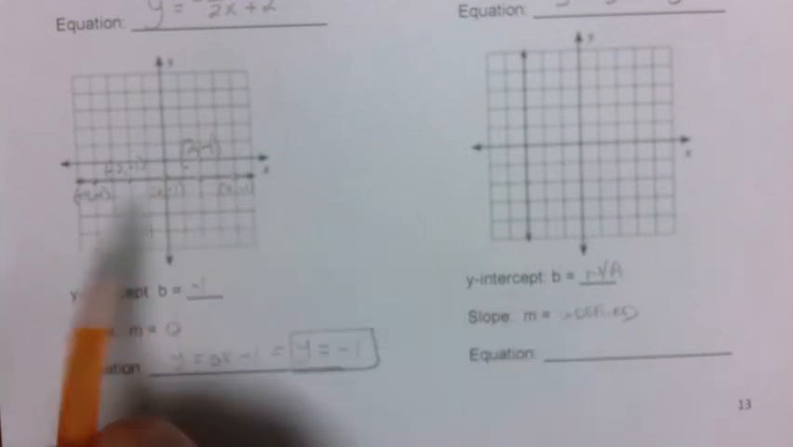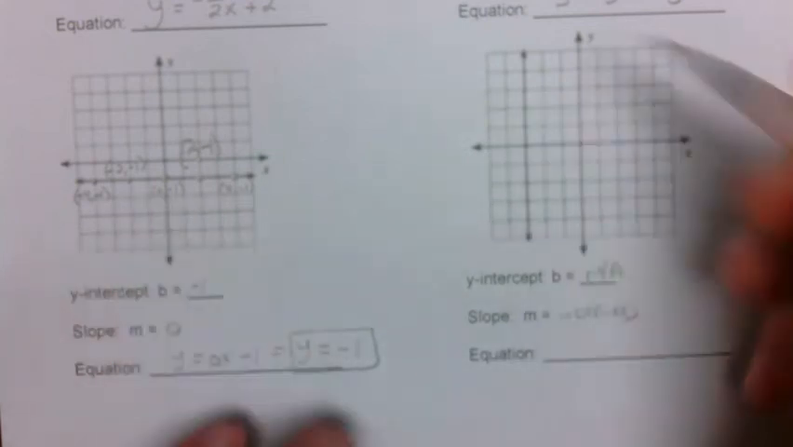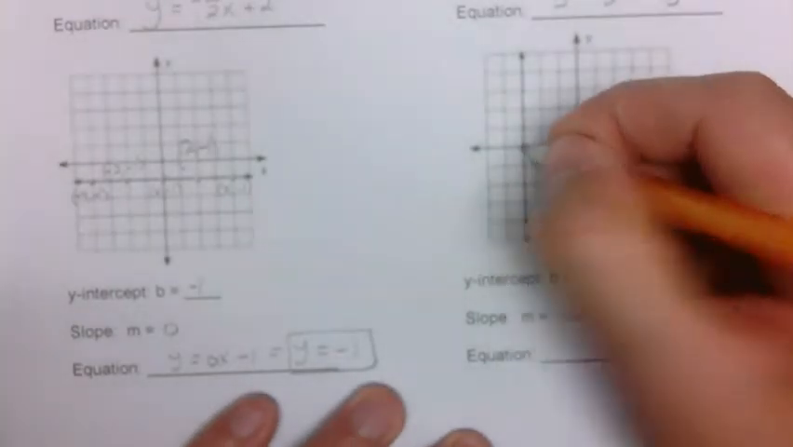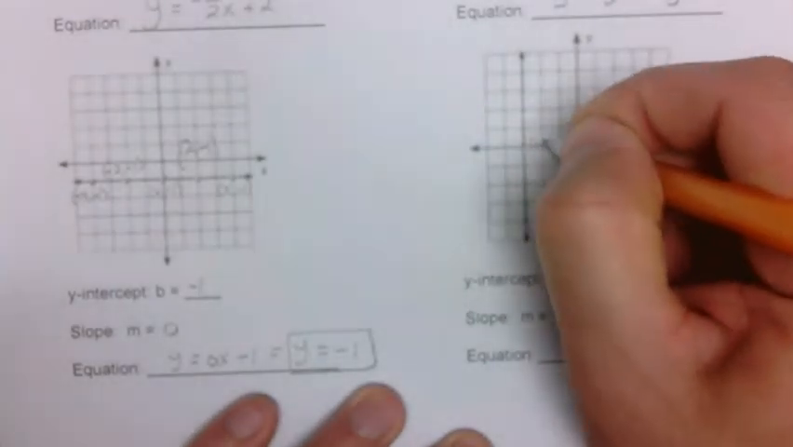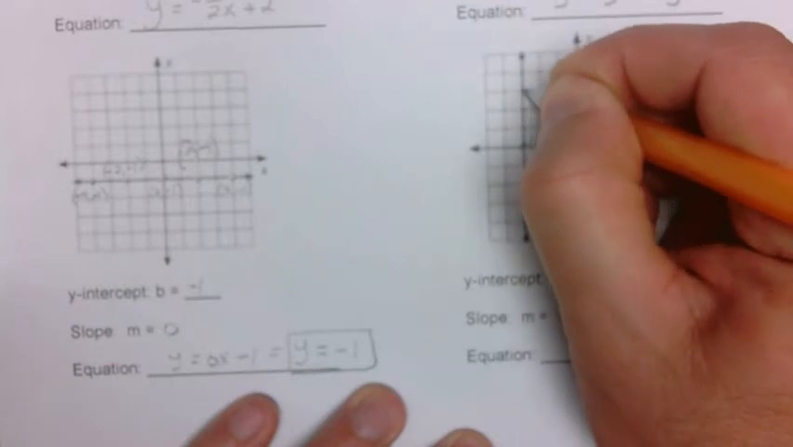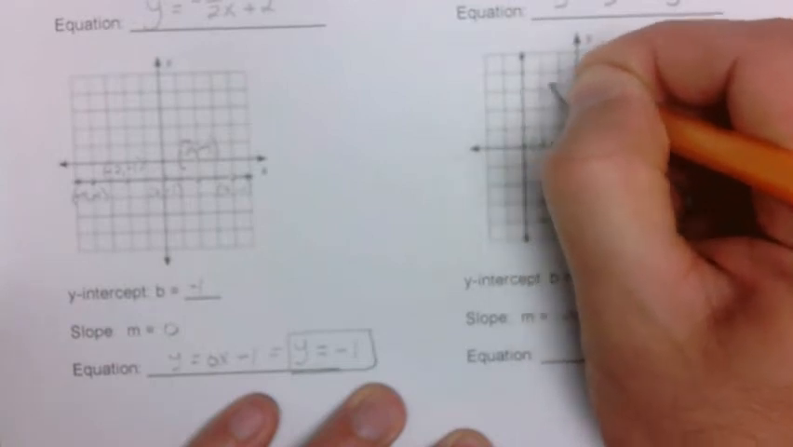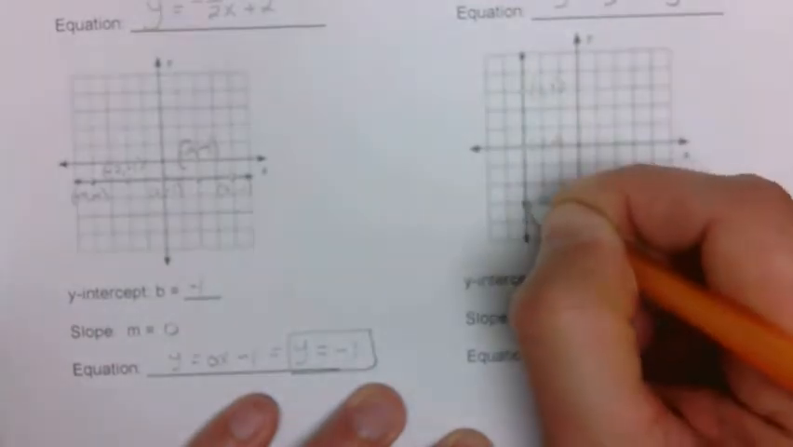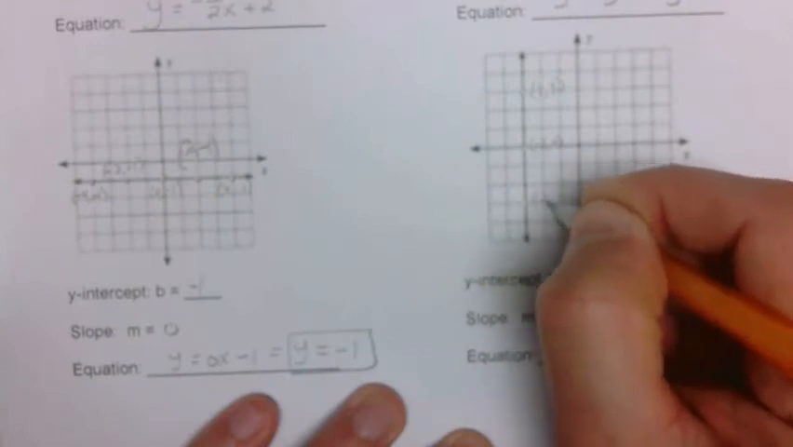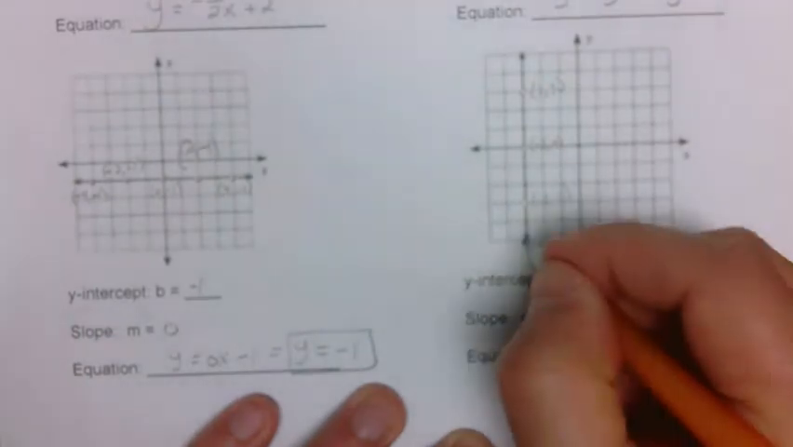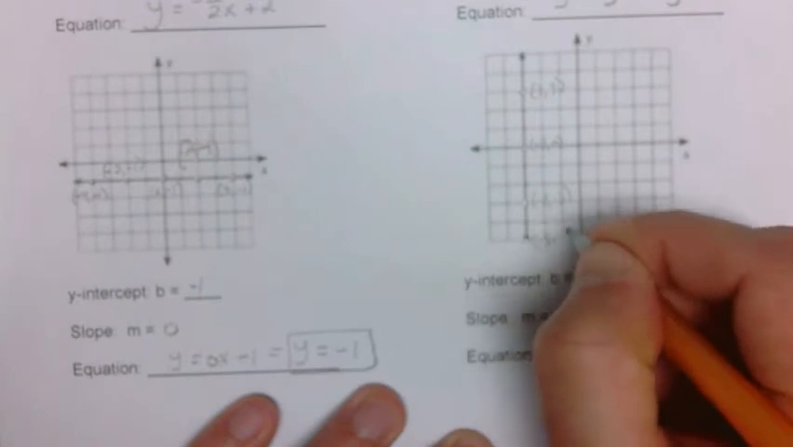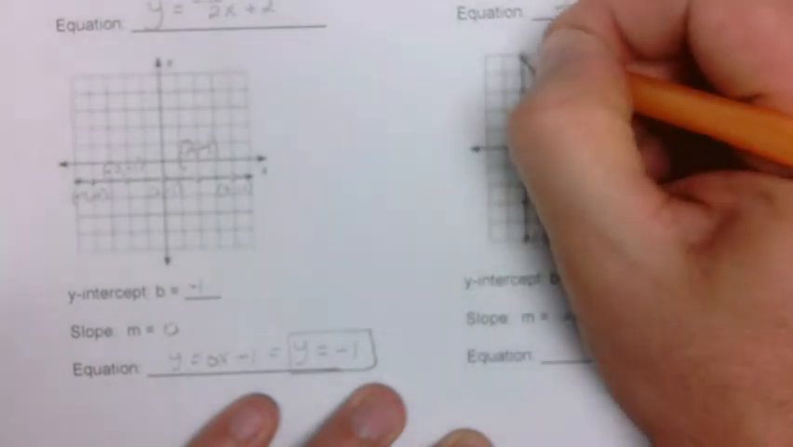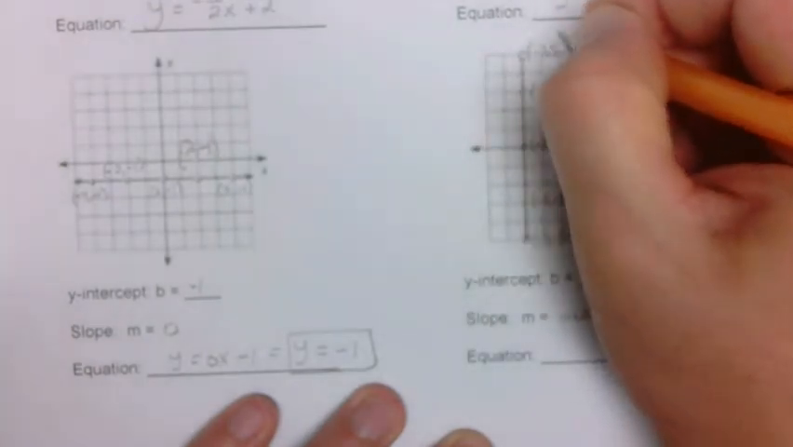Similar to what I did over here with the horizontal line, I'm just going to pick random points. So there's this point right here, which is at negative 3, 0. There's this point right here, which is at negative 3, 3. There's this point down here, which is at negative 3, negative 3. This point here is at negative 3, negative 5. This point up here is at negative 3, 5.